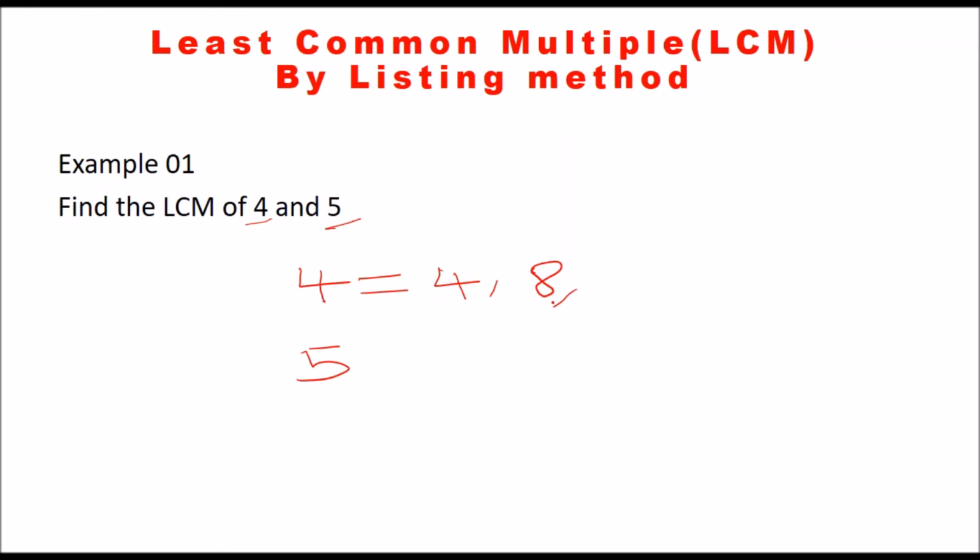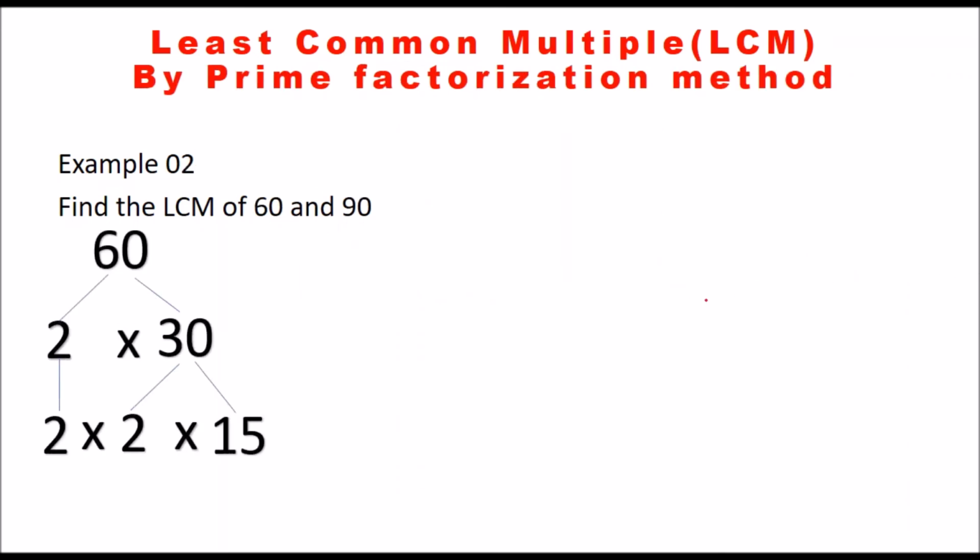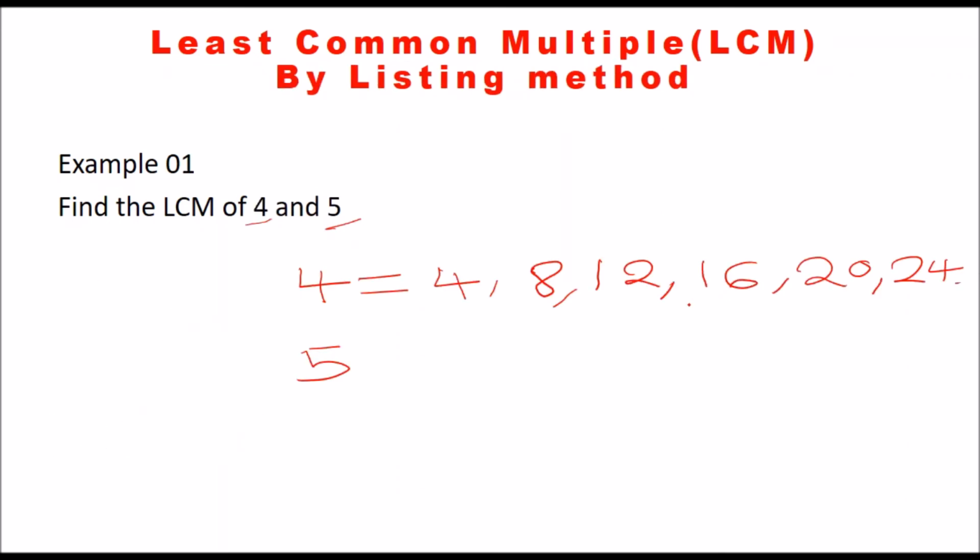Another multiple of 4 is 12, because 3 times 4 is 12. Another is 16, another is 20, another is 24, and so on. So we continue to list the multiples of 5.